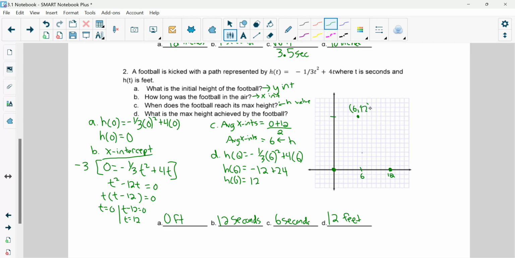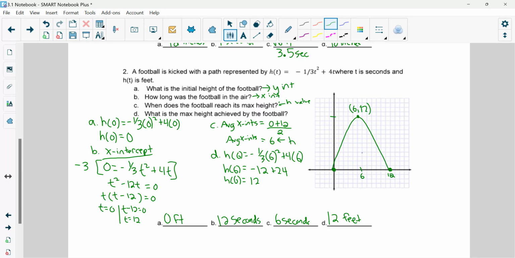So that's what your football is going to look like, going up and coming back down. So again, 6 seconds is when it reaches max height. That highest point is at 12 feet. Okay, so a lot of it is just getting through the words to understand what you're trying to get to.